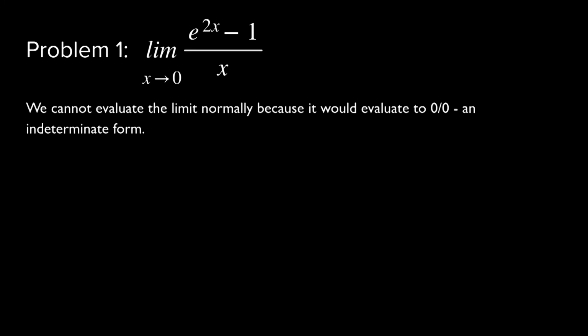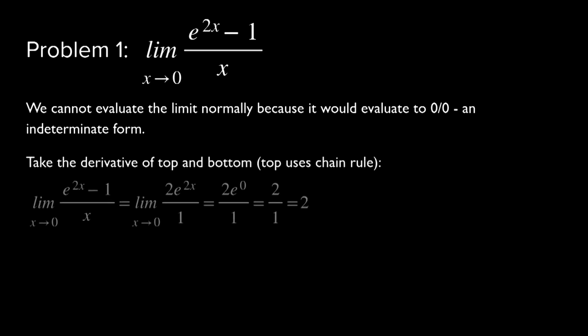We have to apply L'Hôpital's rule, and when we do that, we take the derivative of the top, and we take the derivative of the bottom. We don't use quotient rule, to be warned, we only take the derivative of the top and bottom as separate functions. And we get that this is going to be equal to 2e to the 2x all over 1, which is equal to 2 over 1, or 2. So our answer for this problem is that the limit is equal to 2.